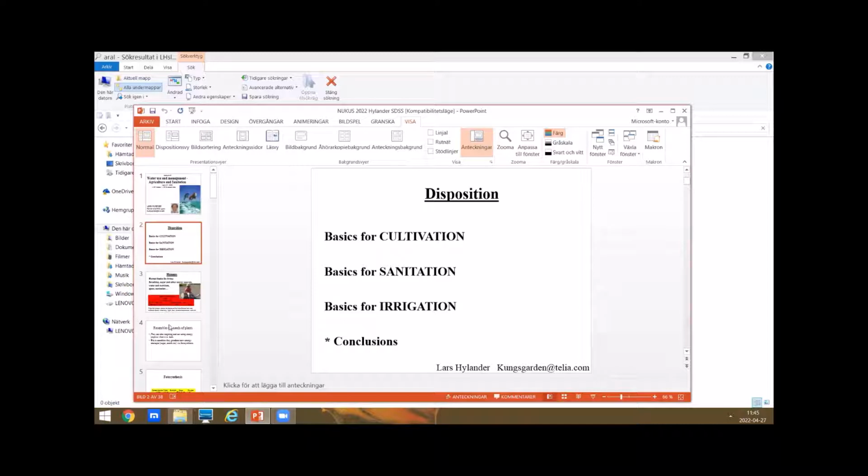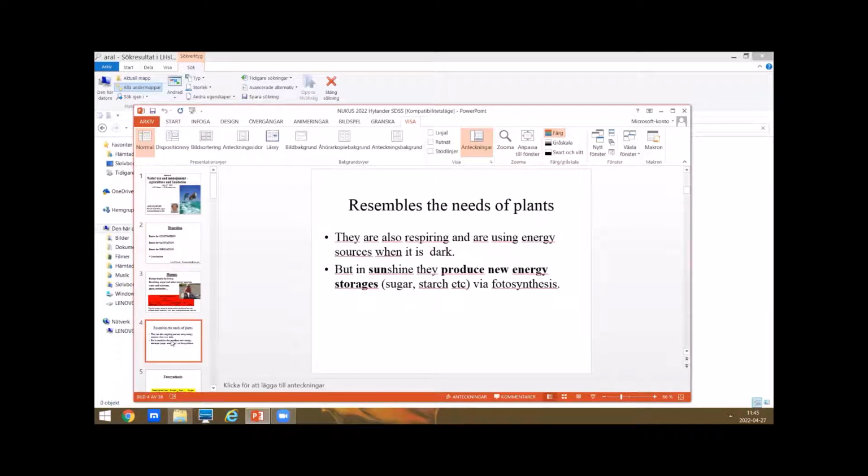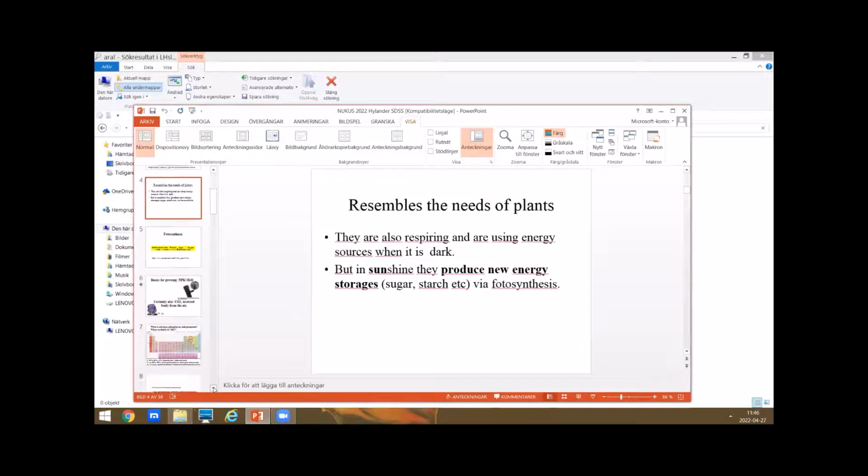The human needs resemble the needs of plants. They are also respiring and are using energy sources when it is dark. But in sunshine, the plants can produce new energy storages as sugar, starch, etc. And this they are doing via photosynthesis. And all green plants can do this. And it's a big difference between humans or animals and plants.